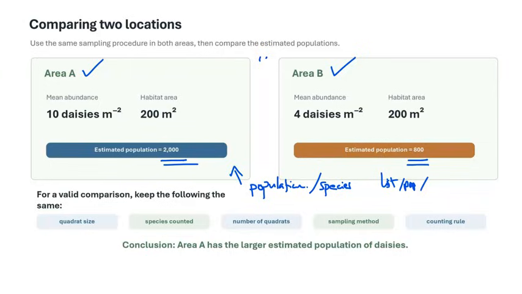Part of your experimental technique requires that the quadrat size needs to be the same. You have to be very careful it's the same species. The number of quadrats should be constant. The method of using those quadrats has to be the same, and the counting rule on the boundaries has to be the same as well. And so here we can walk away knowing that area A has a larger population of daisies than area B.